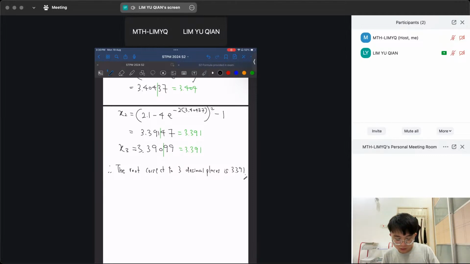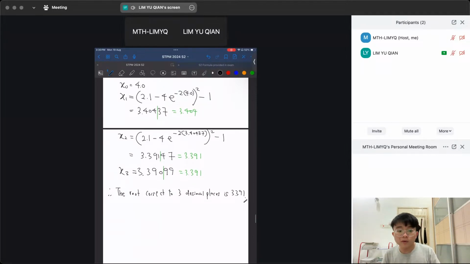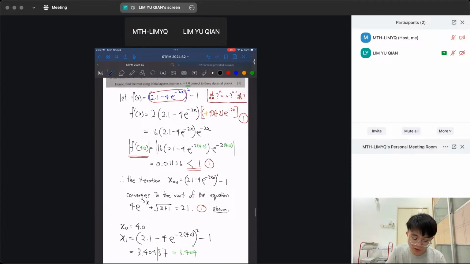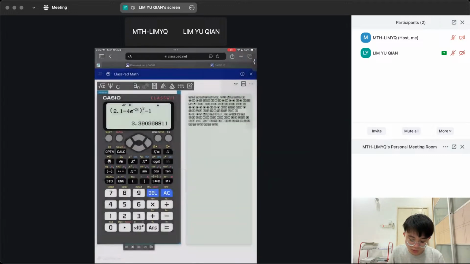Okay, 3.391. Let's check with your calculator. You know, the calculator can also check this. This is the iteration method, but that's fine. You can check it also.